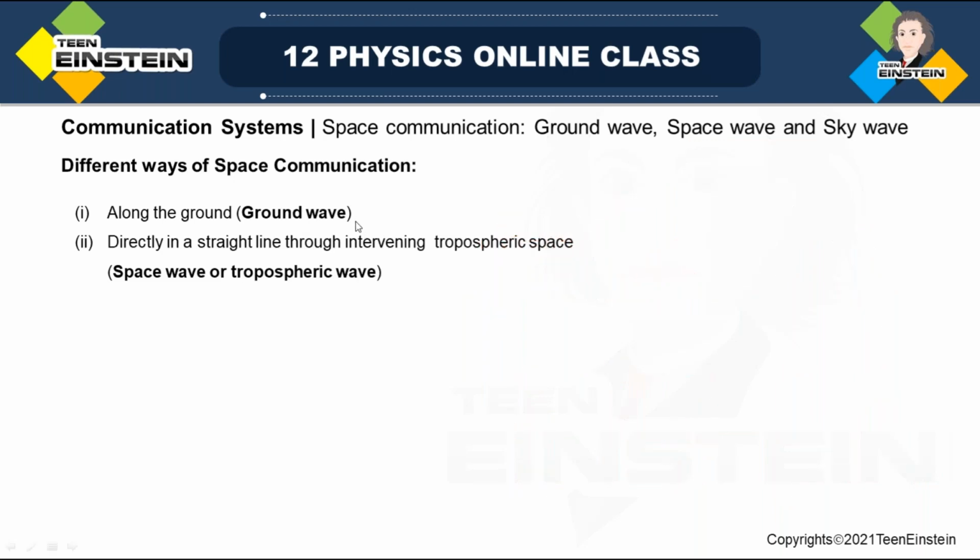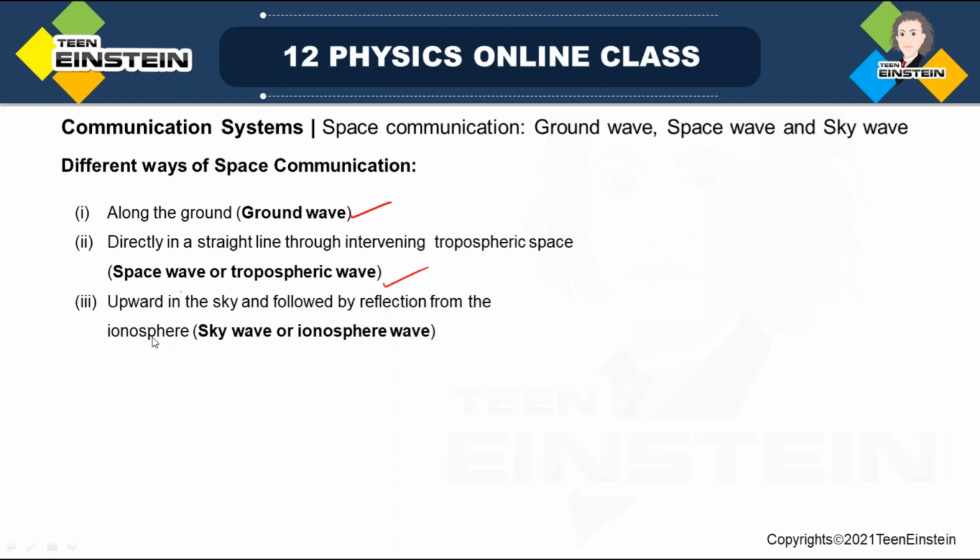So one is through the ground, along the ground, so that is ground wave propagation. Then directly in a straight line through intervening tropospheric space, that is called space wave or tropospheric wave. And the third one, as I said, is the reflecting method. That means the signal can be transmitted directly upward to the sky and, followed by reflection from the ionosphere, it will be reflected back to the receiving antenna.